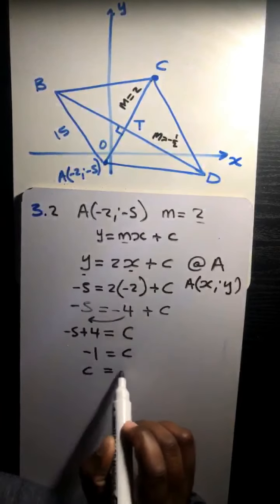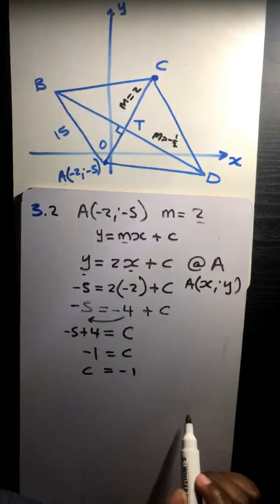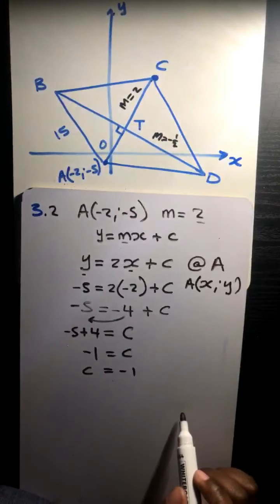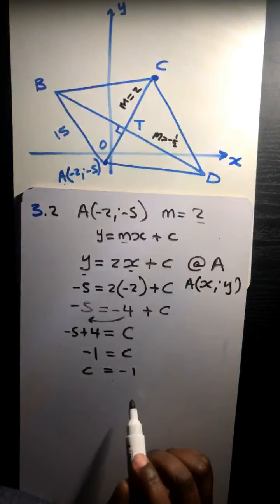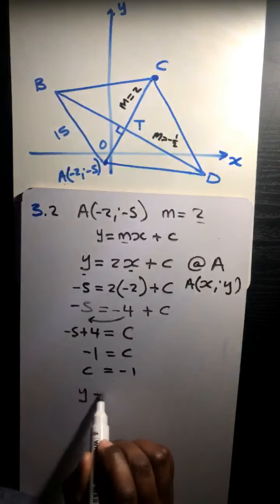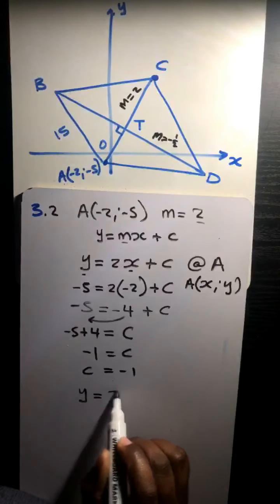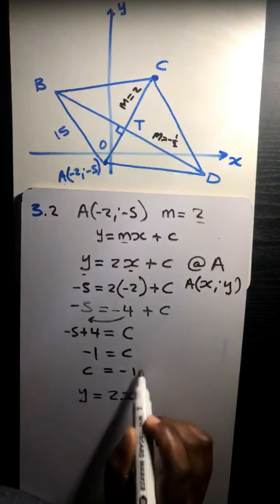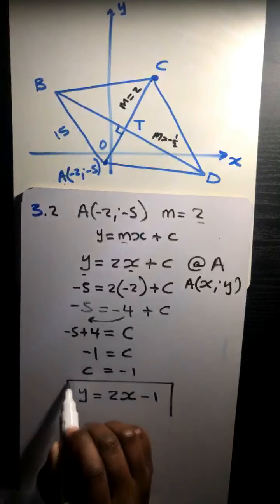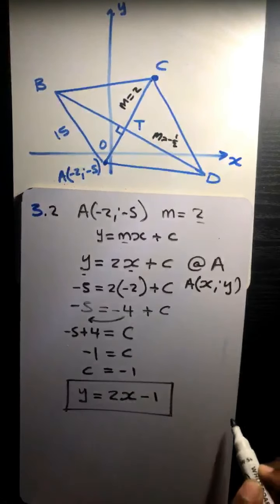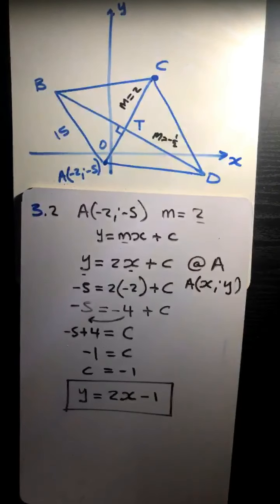So it's more like c is equal to -1. Okay, so now you can rewrite the formula in the correct format that they wanted. So y is equal to 2x, the gradient is 2x. What is your c value? Your c value is negative 1. This is exactly what the examiner wanted you to provide as part of your answer.